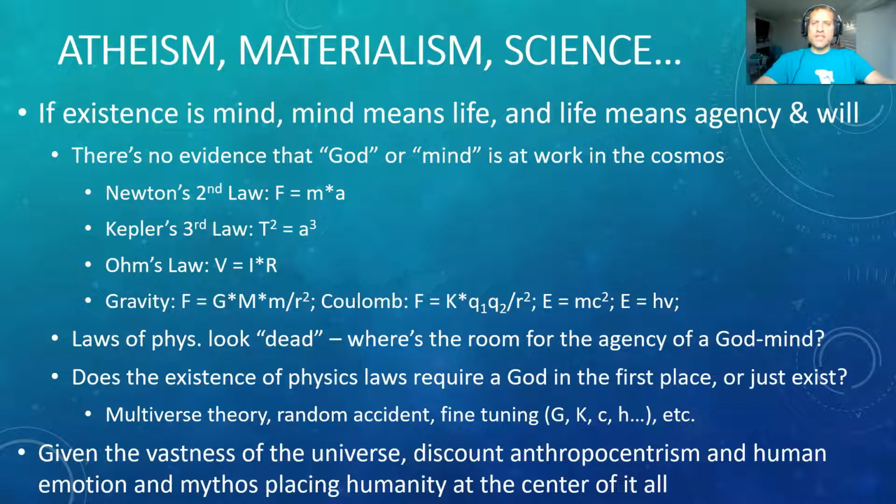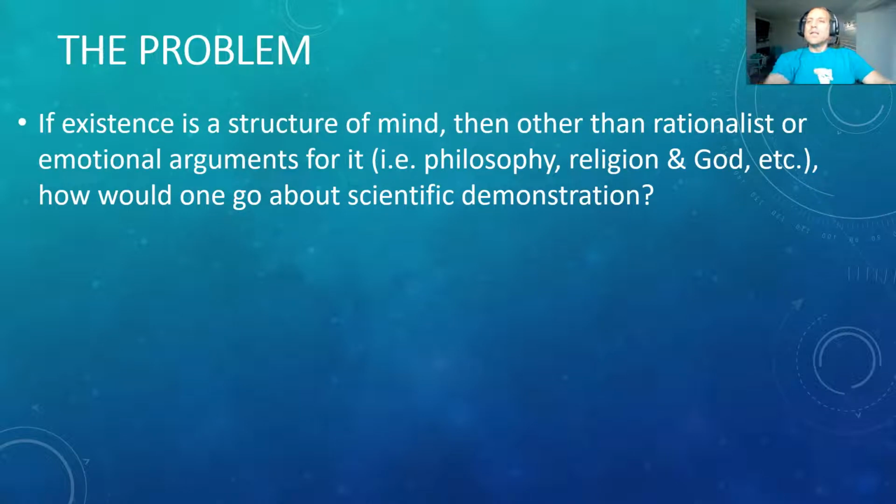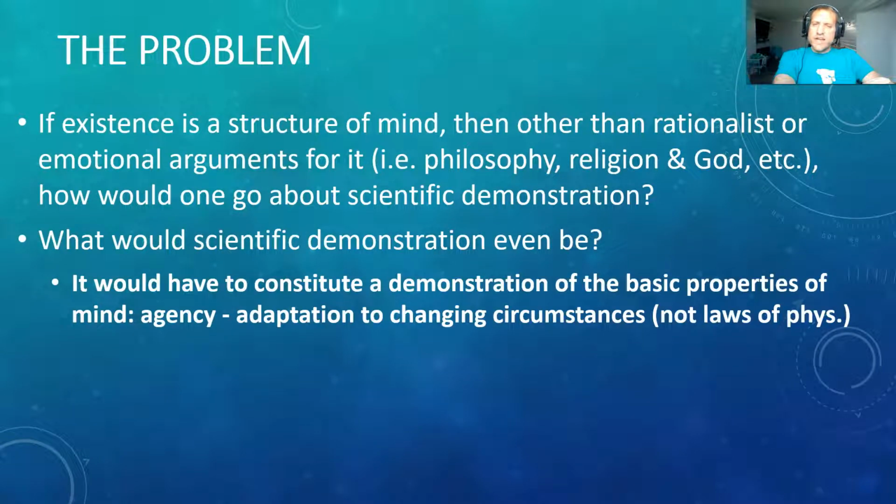Great, so that's sort of the dichotomy you're facing. But in the end, I suppose that this talk was supposed to be targeted to an Abrahamist. This is just sort of explaining why science takes the position that it does. So the problem, if existence is a structure of mind, then other than rationalist or emotional arguments for it, for example, from philosophy, religion and God, how would one go about scientific demonstration? What would scientific demonstration even be?